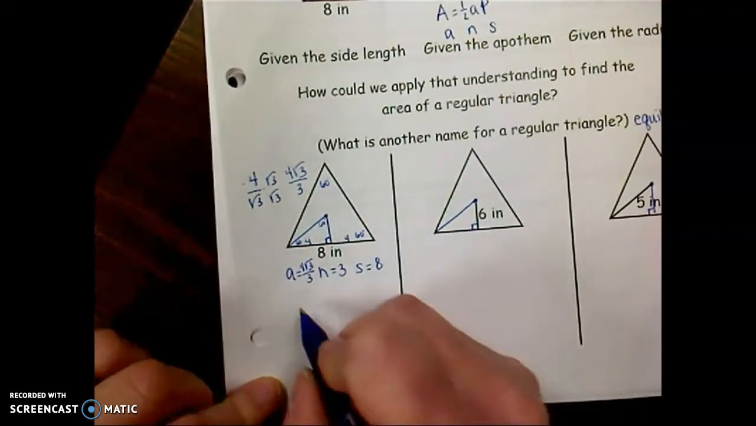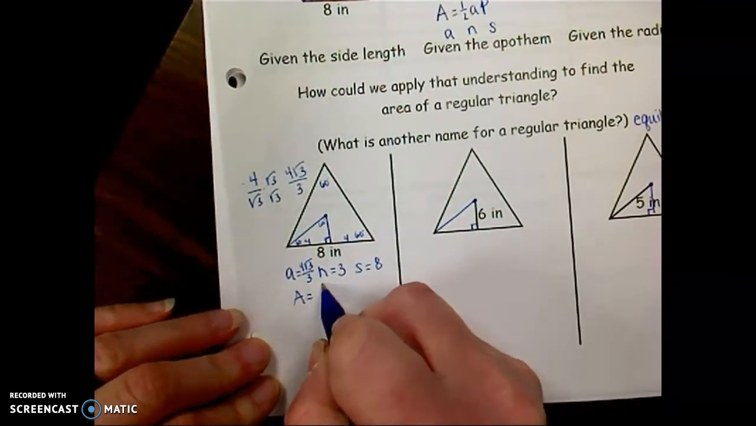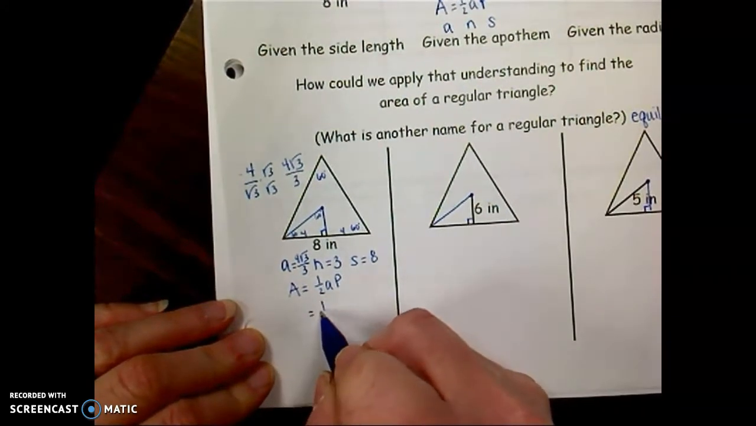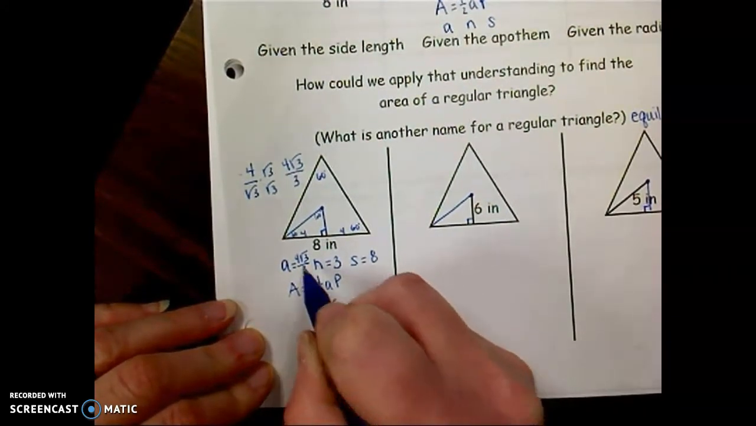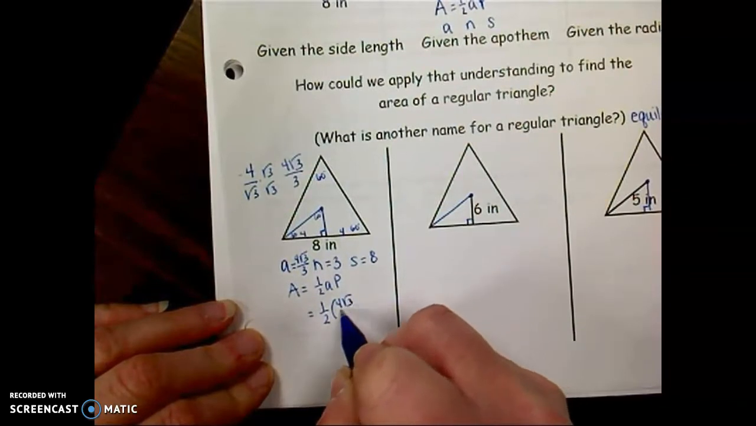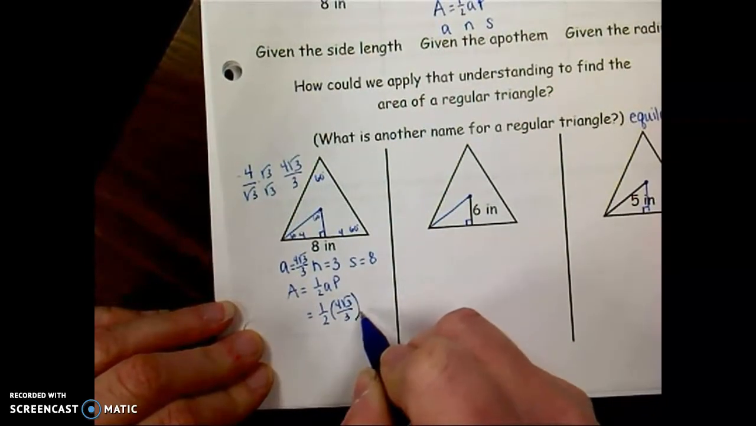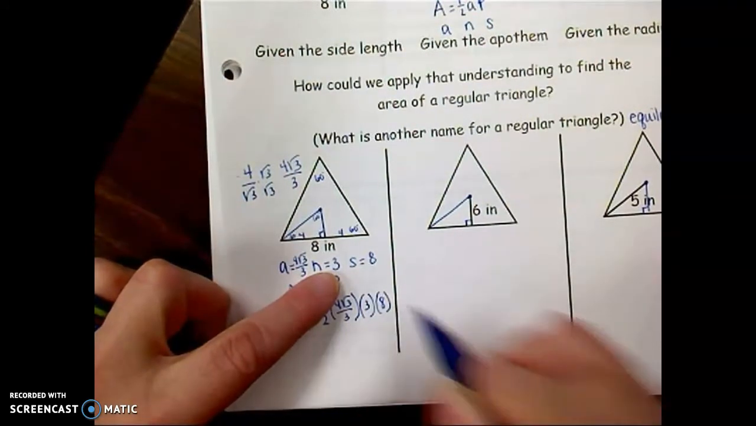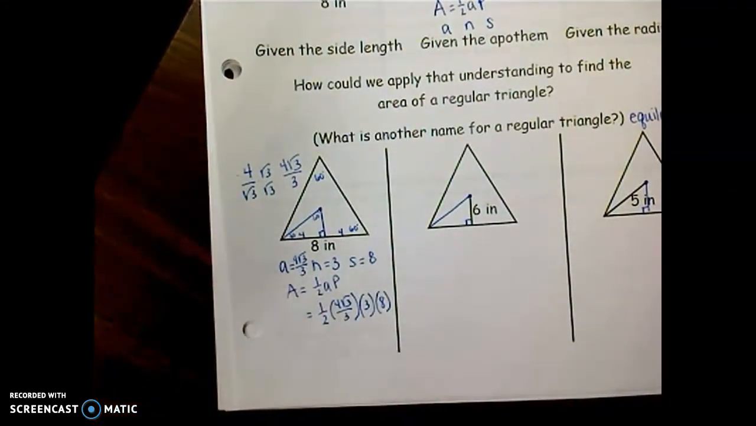So now we're ready to find the area, which is 1/2 apothem times perimeter. So we're going to have 1/2 times the apothem, which is 4 square roots of 3 over 3, times the perimeter, which is the number of sides, times the side length. Now remember, we're not rounding decimals as our answers here. We're giving our answers as simplified radicals.